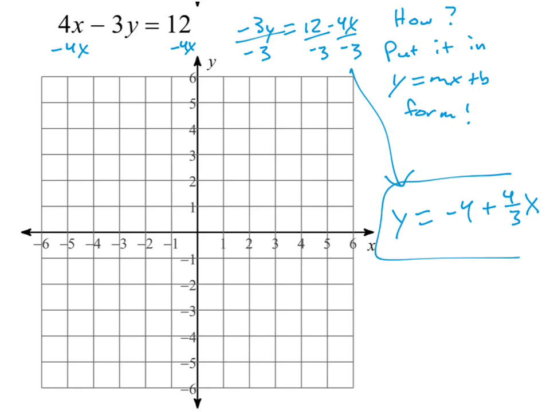And now this is in slope-intercept form. Here's our b value. This is our slope. Remember, the number with x is our slope. And so I'm going to graph it. I have a y-intercept of negative 4. And then my slope here is 4/3. It is positive, meaning it's going to go up and to the right. So I'm going to go up 4 and then right 3 to get a point. I can go up 4, right 3 again to get a point. And I can connect this up.